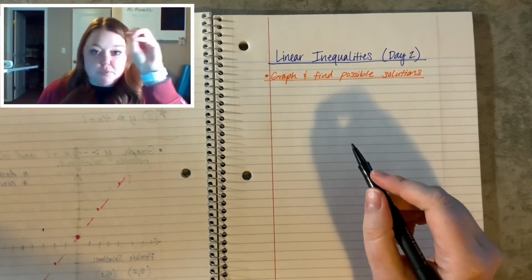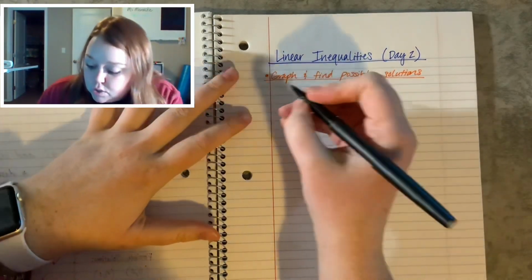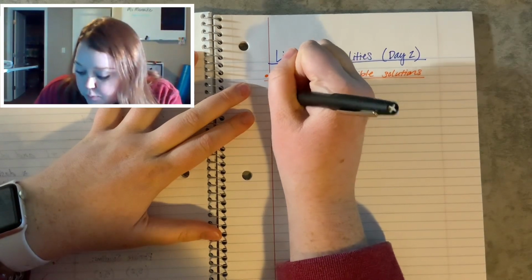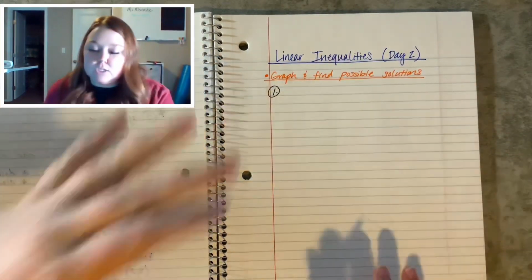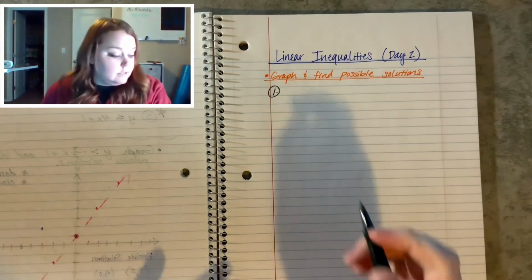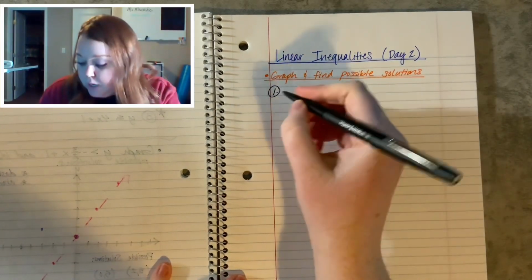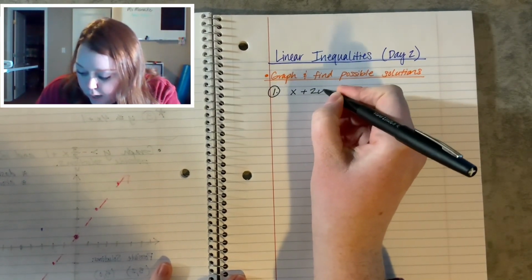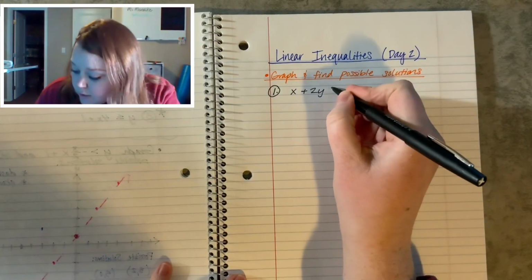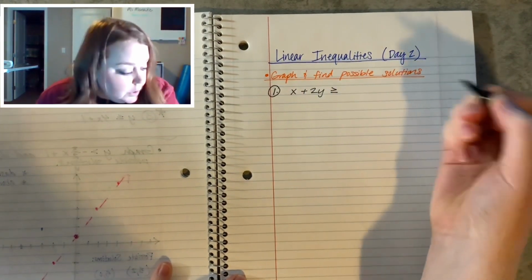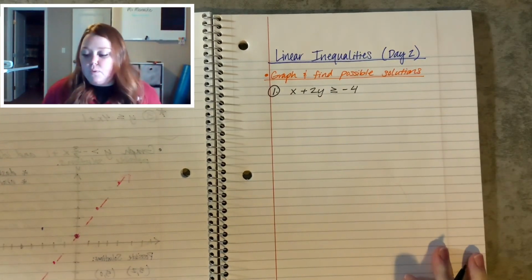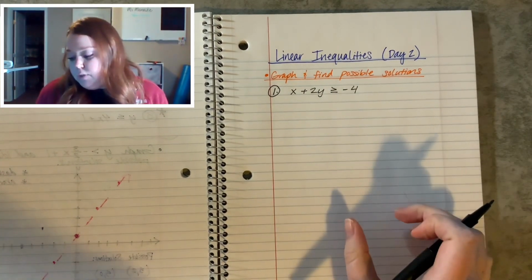Plot the y-intercept, slope tells you how to move, right? So the ones that you're seeing today are not going to be in slope-intercept form to begin with. So that's kind of our first task. Let me show you. Here's your linear inequality: x plus 2y is greater than or equal to -4.